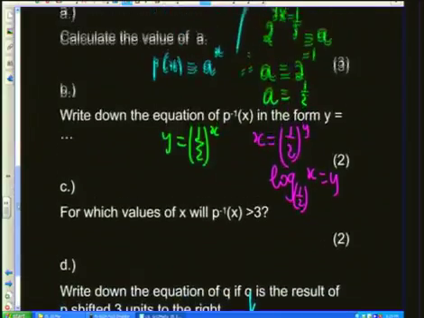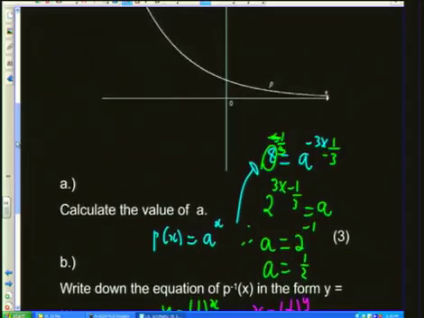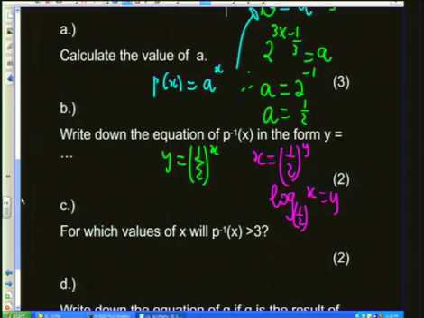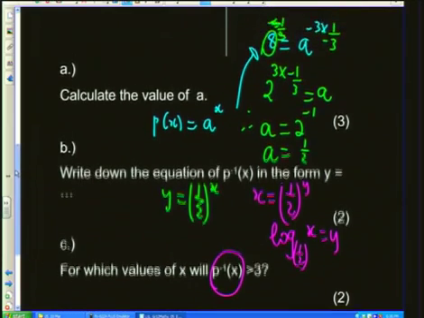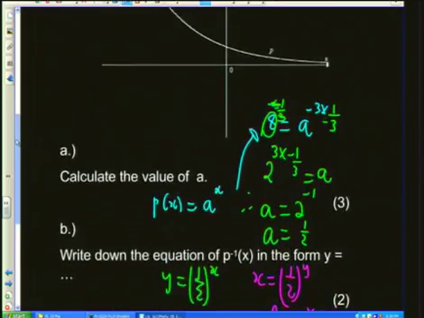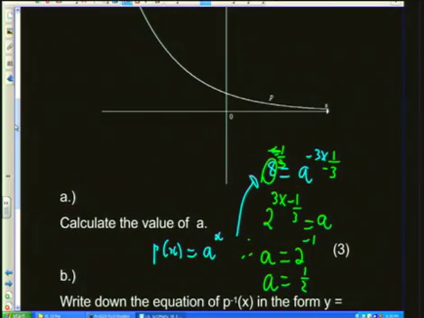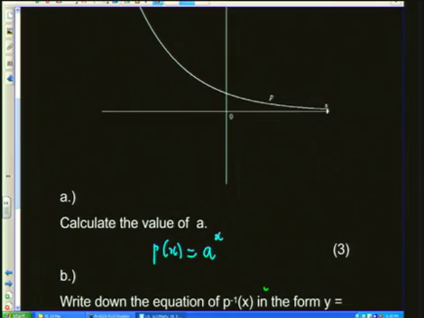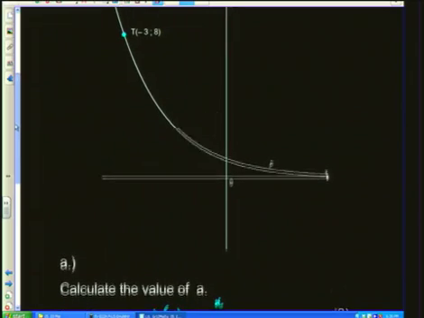Now, next question. It says here, for which values of x will p to minus 1 of x be greater than 3? Now, this question, we're going to do it both ways, both the graph and also algebraically. Right, now, just erase this. We can sketch this graph, our inverse.